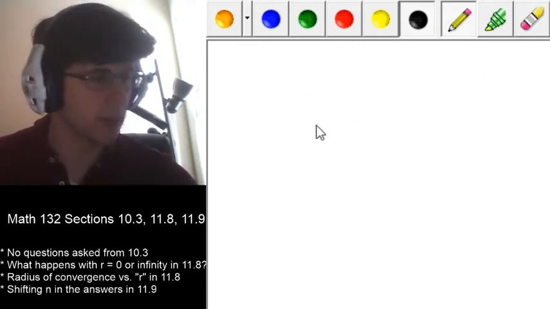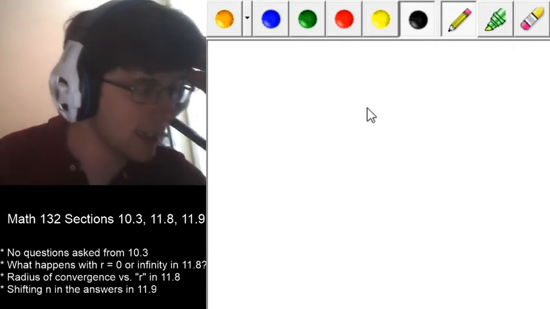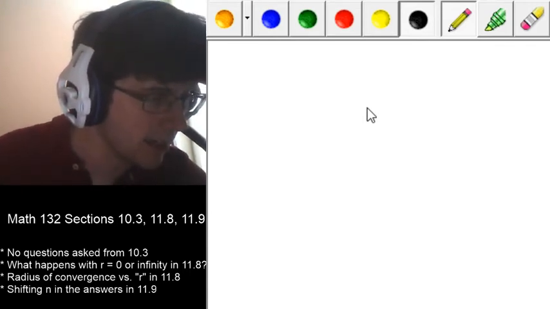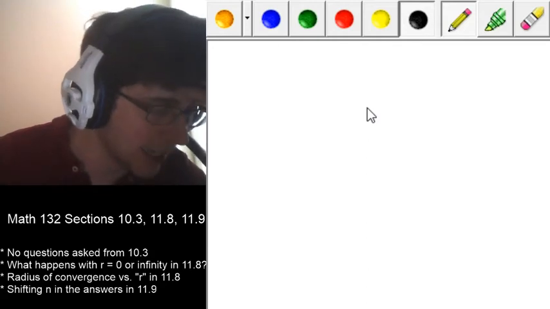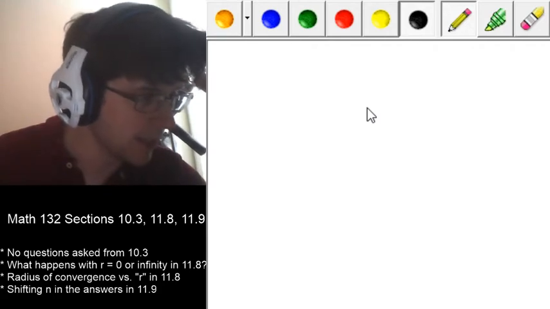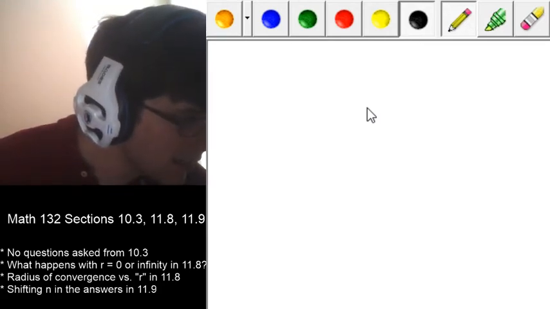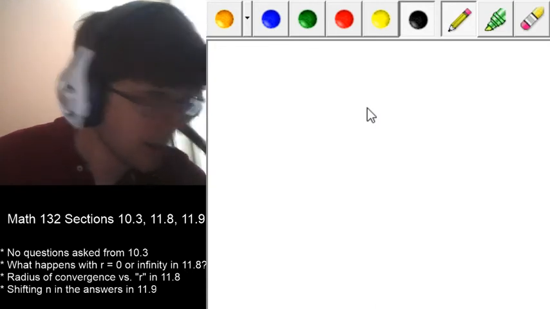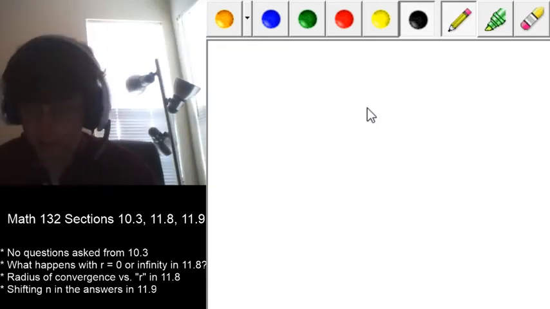Then I got a good question here in 11.8. The question was, what happens when I do the ratio test? Sometimes I get a 0, or sometimes I get an infinity. So, for example, let's see if I can read this. No, I can't read that. Okay, so the question was that something goes wrong in 11.8 number 3.